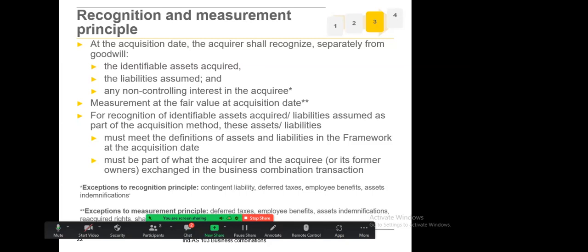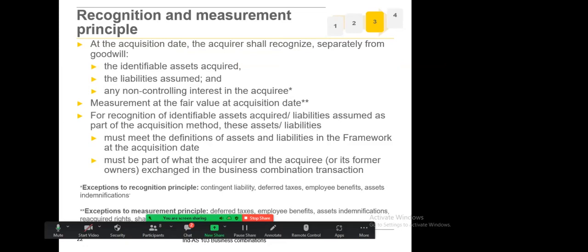Because in case of a subsidiary, you need to do line by line consolidation, right? So you will do line by line consolidation, and the portion of that 20% which you have not acquired will go to your non-controlling interest in the acquiree. Measurement will be done at the fair value at the acquisition date. For recognition of identifiable assets acquired and liabilities assumed as part of the acquisition method, these assets and liabilities must meet the definition of assets and liabilities in the framework, and must be part of what the acquirer and acquiree exchange in the business combination transaction.